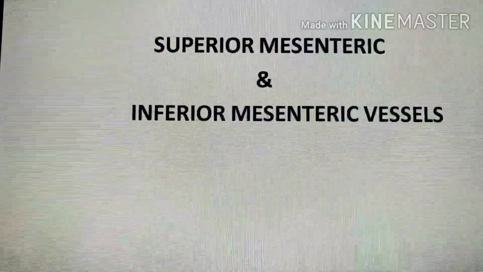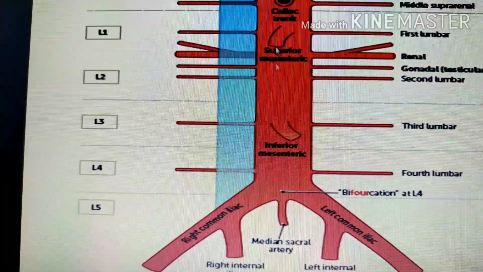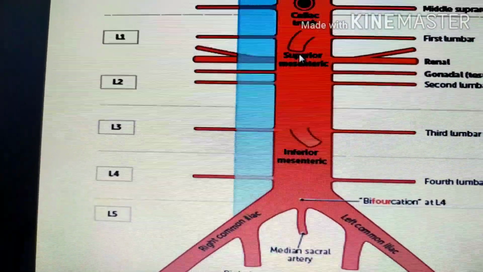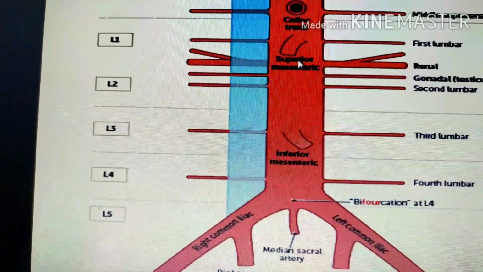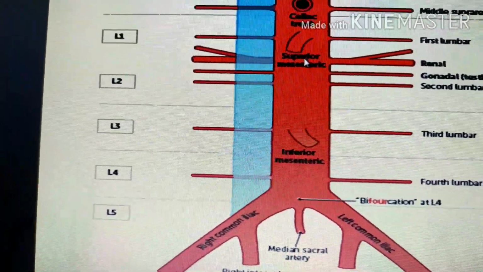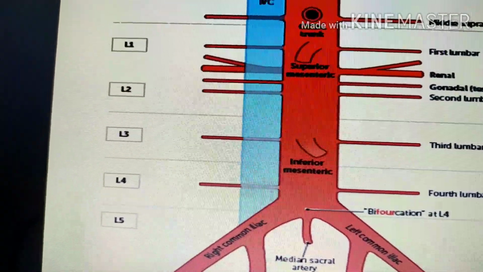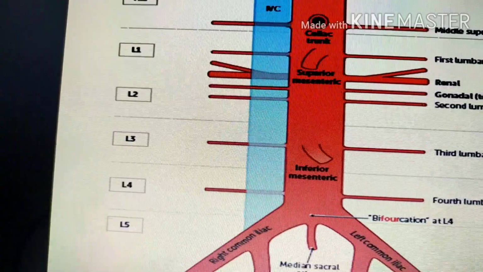Superior mesenteric and inferior mesenteric vessels. Now the superior mesenteric artery arises from the ventral aspect of the abdominal aorta at the level of the L1 lumbar vertebra. This is the artery of the midgut, so it supplies most of the derivatives of the midgut. These are the duodenum below the opening of the bile duct, jejunum, ileum, appendix, cecum, ascending colon, and the right two-thirds of the transverse colon.